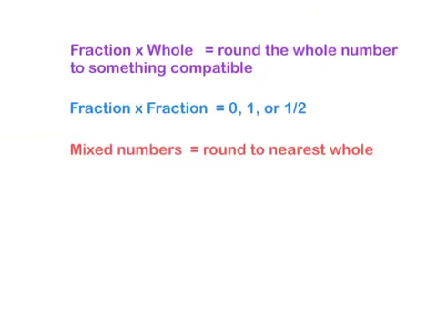All right, so for this introduction, we're estimating the products of fractions, and it depends what kind of fractions we're looking at. If you take a fraction times a whole number, round the whole number to something compatible. If you're doing a fraction times another fraction, estimate them to 0, 1, or half. And then the last example, if you have any mixed numbers, round the mixed numbers to the nearest whole. Good luck.